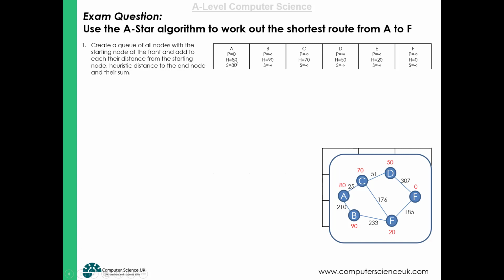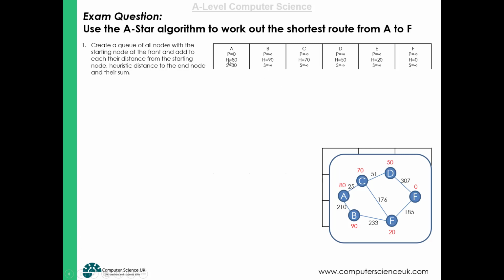Now H is the heuristic value. It is the straight line distance. So the straight line distance to get from A to F is 80, and that's shown by the number above the node. To get from B to F, the straight line distance is 90. You can see that the red number is underneath B. To go from E to F, straight line distance would be 20. D to F would be 50. C to F would be 70.